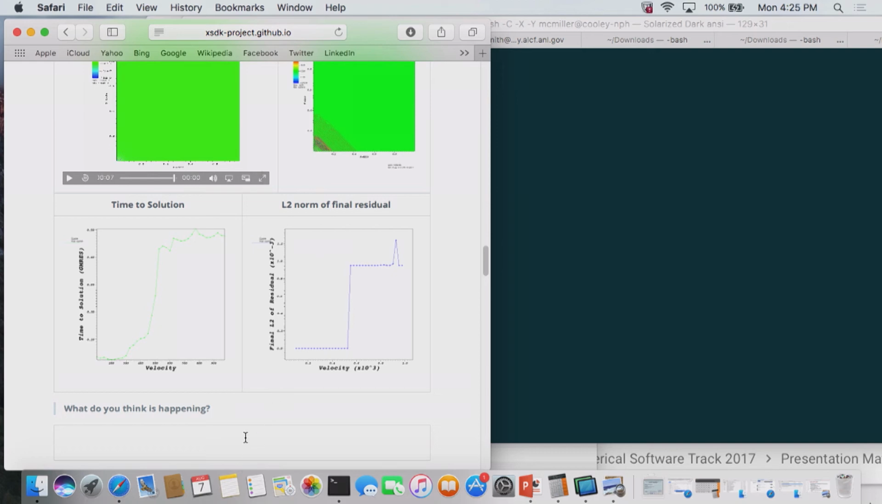So what do you think's happening? Bottom line, the GMRES just can't deal with it. Is it the condition number of the matrix? Yeah. Okay, so the condition number of the matrix is getting really bad.